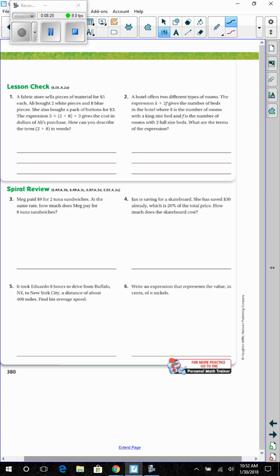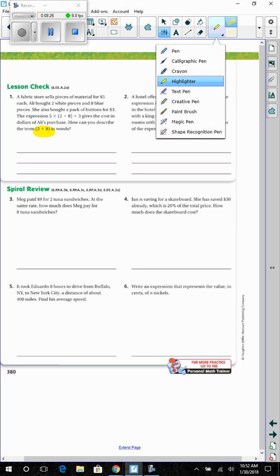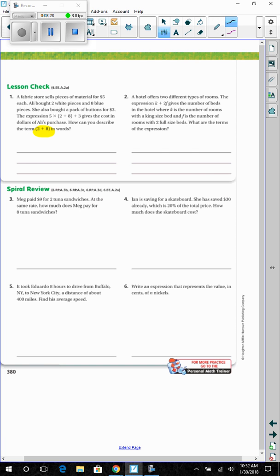So the term we're looking at is 2 plus 8. We need to put that into words. That's pretty easy. It's the sum. We use this word sum because we're adding the sum of 2 and 8.